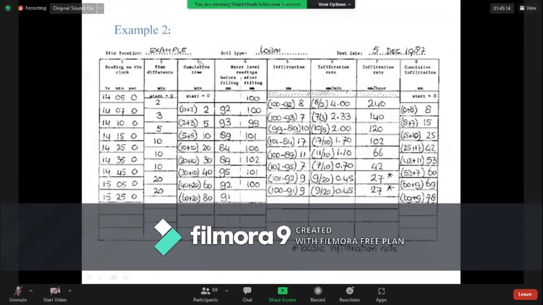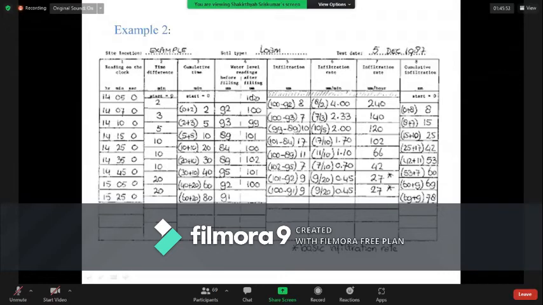The next column is cumulative time. What is cumulative time? We have to add the previous time. So for the first reading, we started at 0. So 0 plus 2 is 2. 2 plus 3, 5. 5 plus 5, 10. 10 plus 10, 20. Likewise, we can compute the cumulative time. It's in minutes.